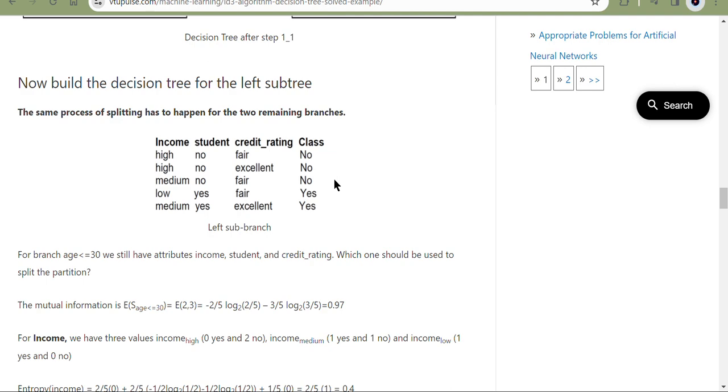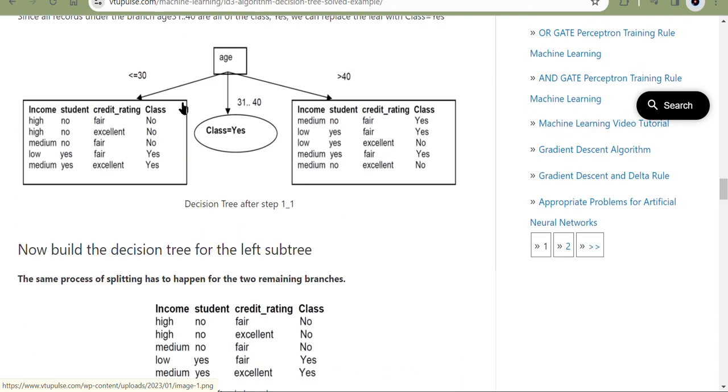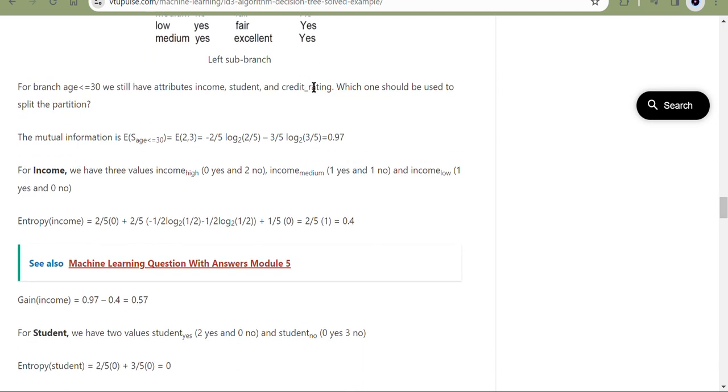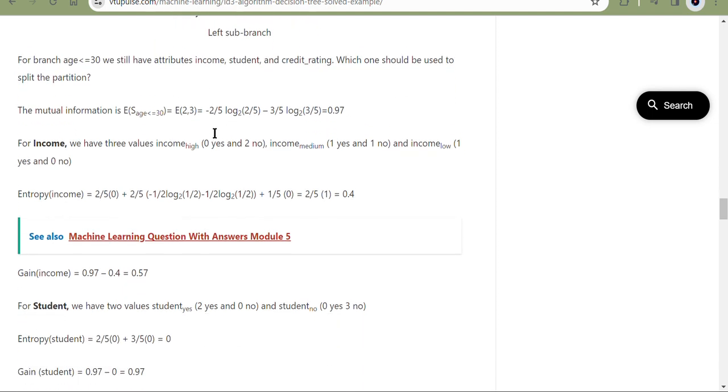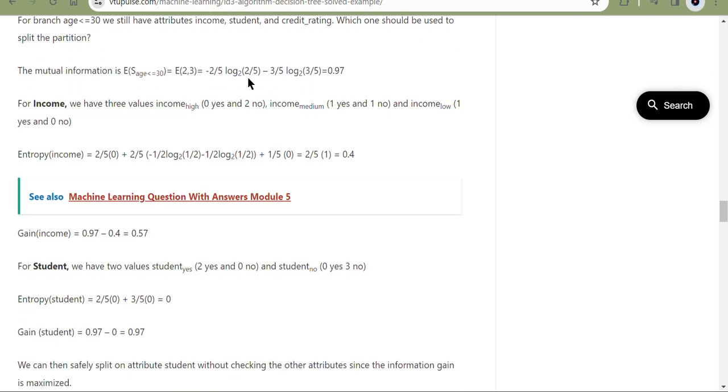Now both the branches will go through the same methods. What we are doing for taking out this age, the same method will be followed. For the branch age less than or equal to 30, we still have to use income, student, and ratings. Which one should be used to split the partition?